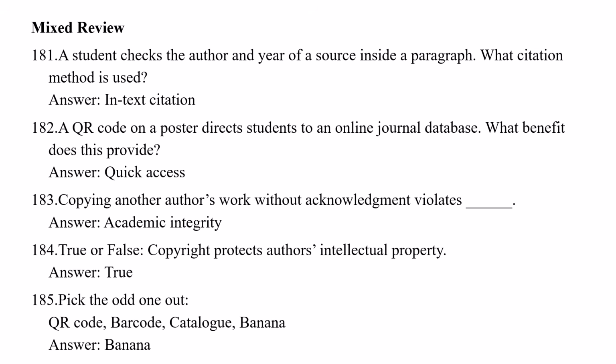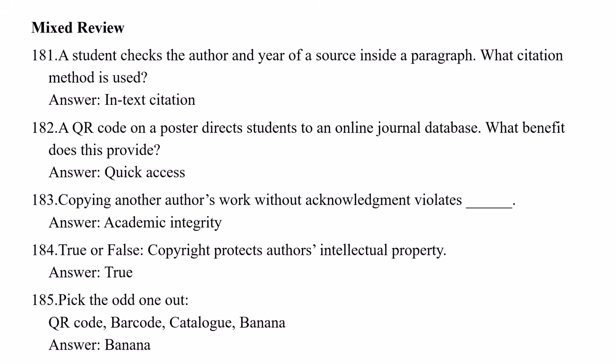So let's look at just general questions now. A student checks the author and year of a source inside a paragraph. What citation method is this? In-text citation. We've talked about something like that before. A QR code on a poster directs students to an online journal database. What benefit is that? Quick access. Copying another person's work without acknowledgement, we've said that before, is a violation of academic integrity. Copyright protects authors' intellectual property. That's true.